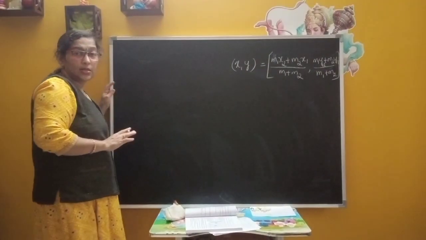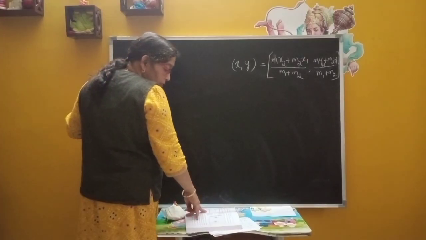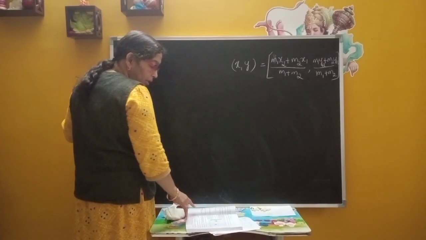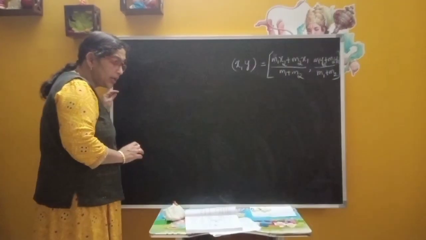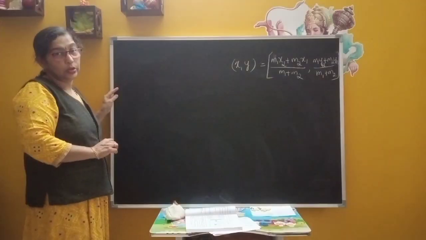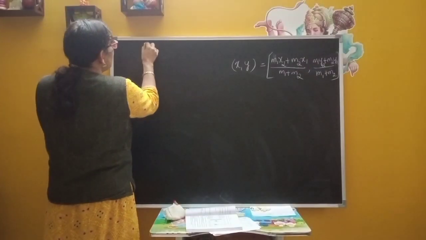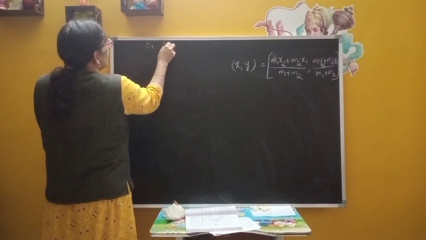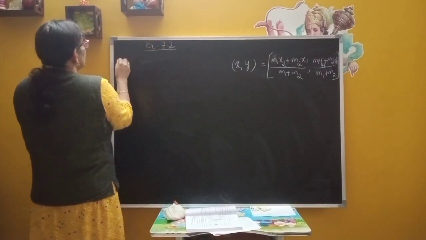So let us start exercise problems now. First one, find the coordinates of the point which divide the join of minus 1, 7 and 4, minus 3 in the ratio 2 is to 3. Okay, so let us start solving the problem. This is exercise 7.2, first one.